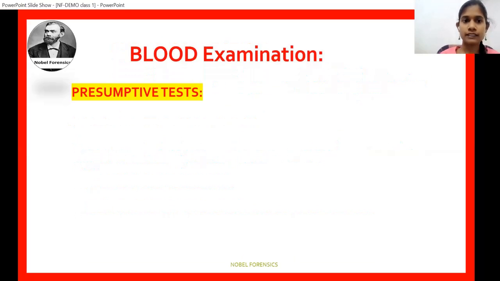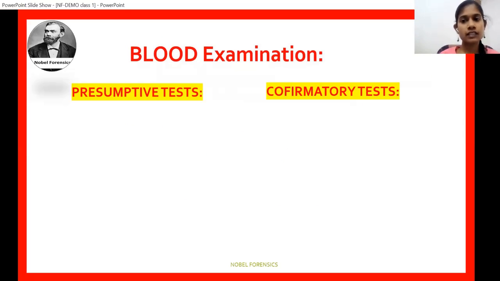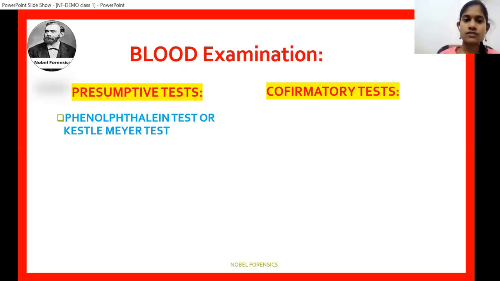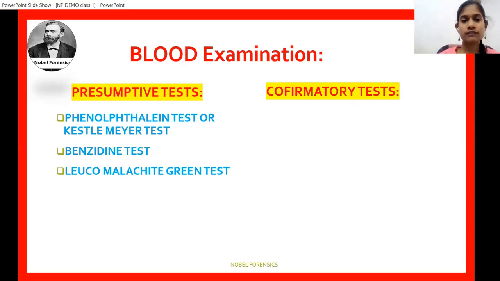Then blood examination. There are presumptive tests and confirmatory tests to identify whether a stain is blood or not. Presumptive tests are the phenolphthalein test or Kastle-Meyer test, which gives a purplish color. Then the benzidine test. It gives a blue color in the presence of blood.